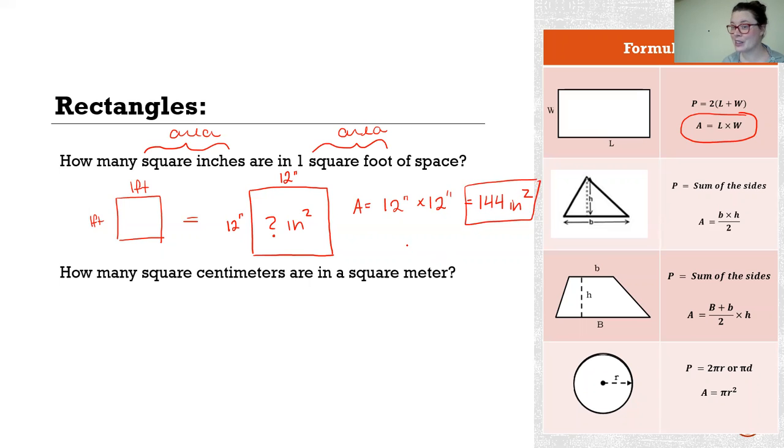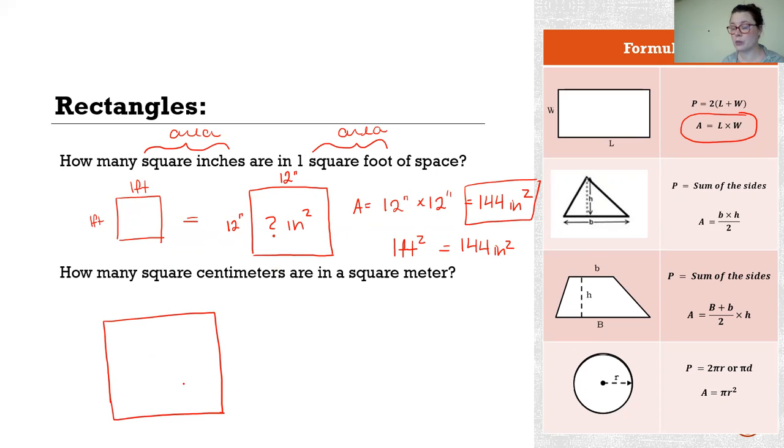So we could write ourselves a new conversion. 1 foot squared is equal to 144 inches squared. So all we're doing is using our formula for a rectangle and thinking about, if it was a rectangle, how would I calculate it? Let's do another one of these because it'll help us if I ask you for conversions later. How many square centimeters are in a square meter? So let's just do a quick sketch.